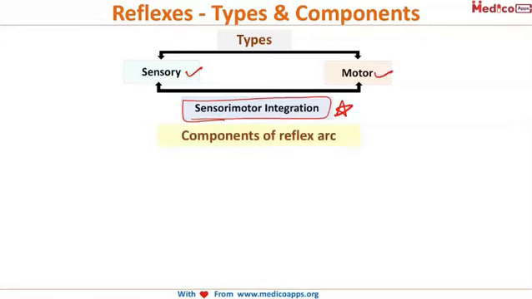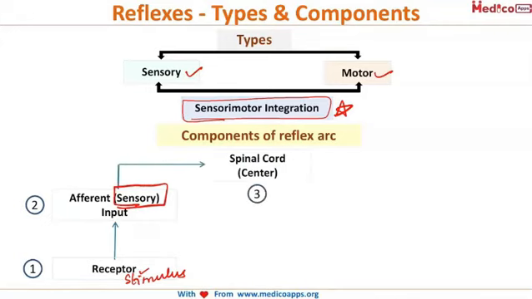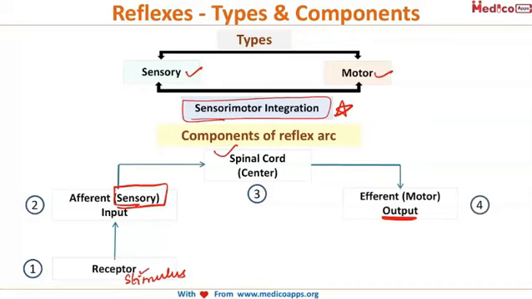Now let's look at the components of the reflex arc. It will obviously start from the receptor, right? The receptor is the organ which receives the stimulus. From here, the stimulus goes via the afferent nerve, that is, the sensory nerve. It gives the afferent input and relays it to the center, that's nothing but your spinal cord, right? From the spinal cord we get our motor output, that is the efferent output, and finally this results in what is known as the response.